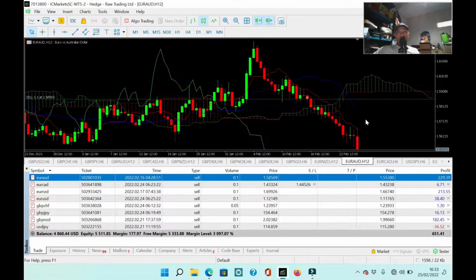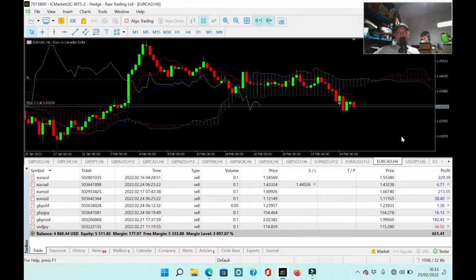I haven't put the stop loss yet here because I think the price will not go back that fast. So I just let the stop loss column be empty. Okay, and then this Euro Canadian dollar, this is also in the 6-hour time frame.